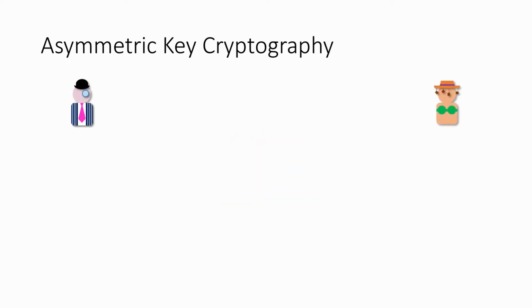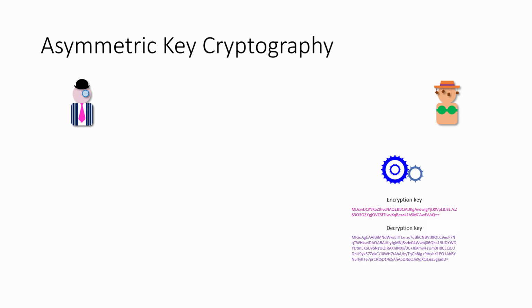So let's return to Albert and Sheila and see how they can make use of the RSA algorithm. Albert tells Sheila that he wants to send her a secret message. This could be sent as plain text. Sheila uses a computer program to generate an asymmetric pair of keys, an encryption key and a decryption key. Sheila sends Albert a copy of the encryption key. She keeps a hold of the decryption key.